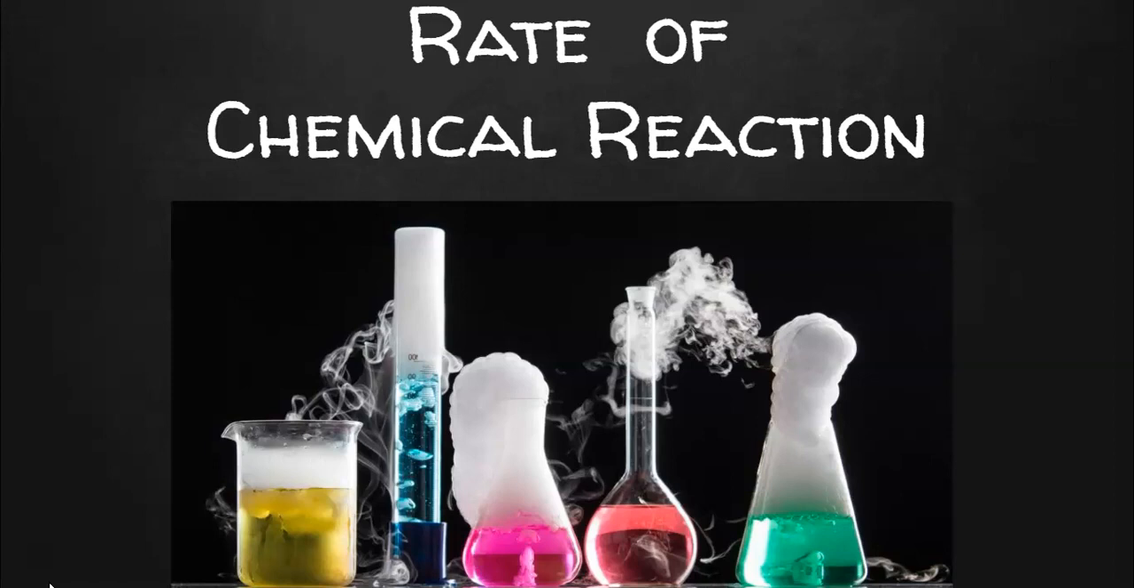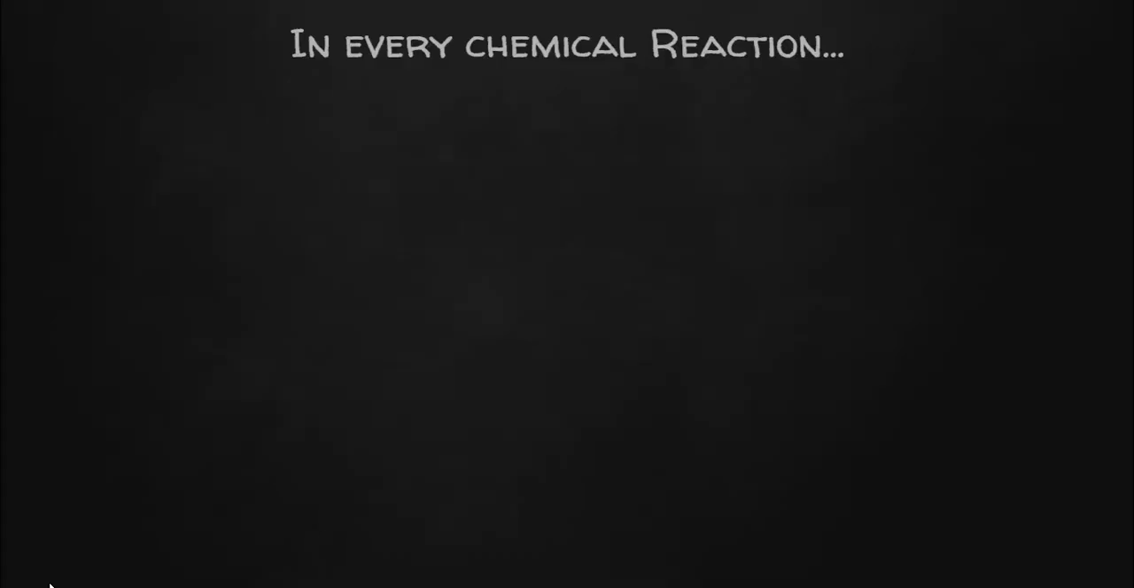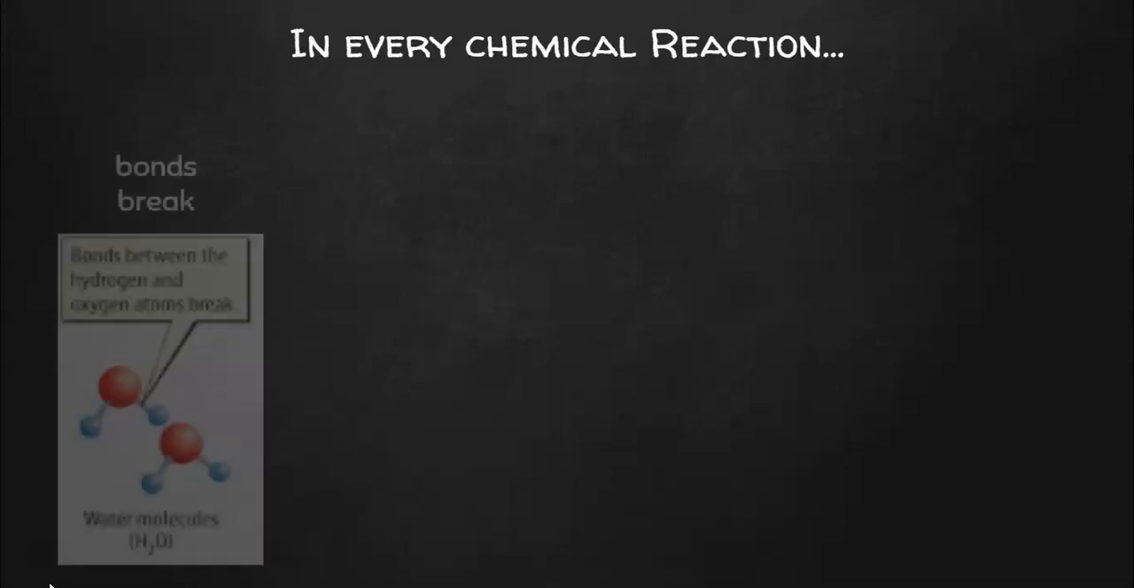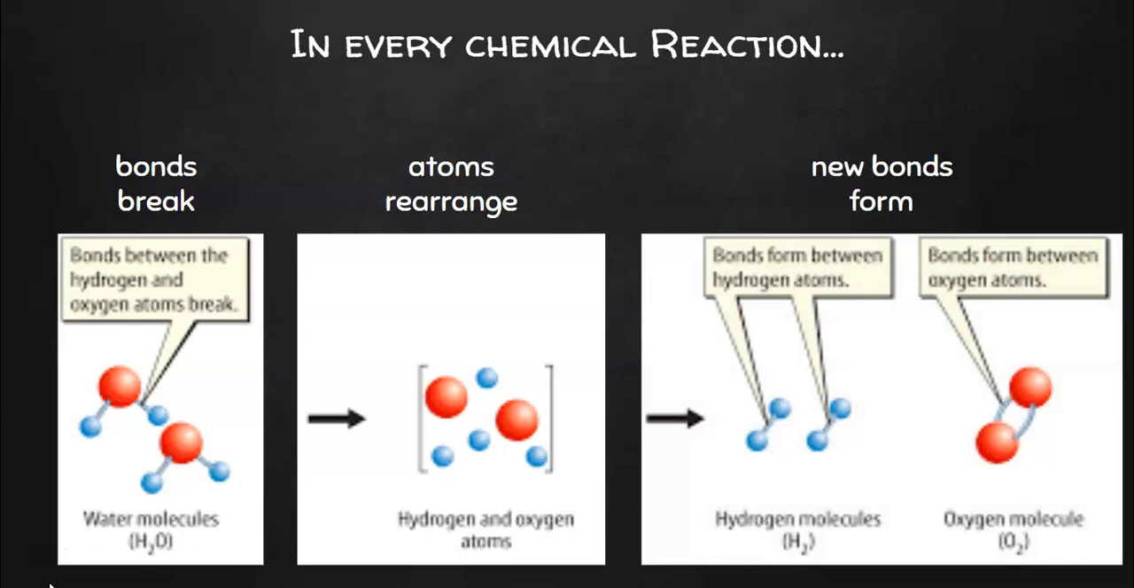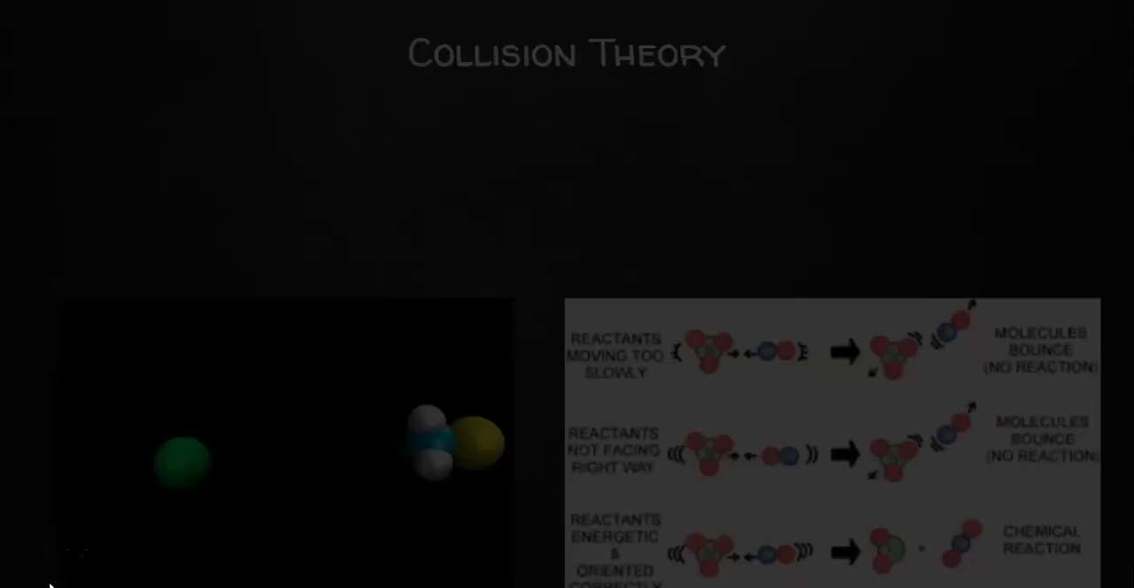The purpose of this video is to talk about factors that affect the rate of a chemical reaction. In every chemical reaction, we know bonds break, atoms rearrange, and then new bonds are formed. So breaking bonds is critical in a chemical reaction.